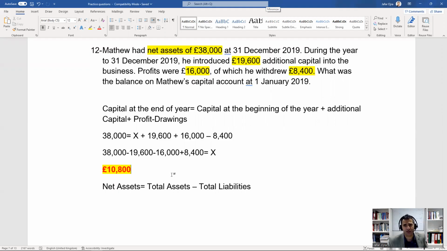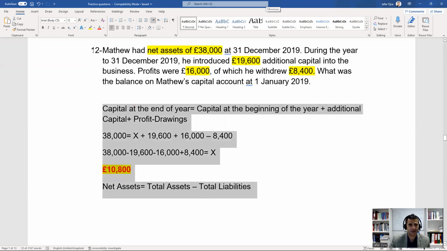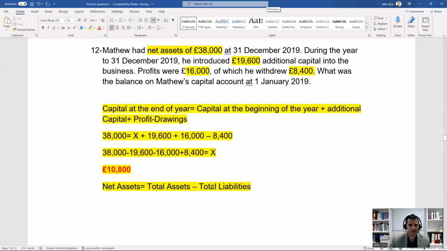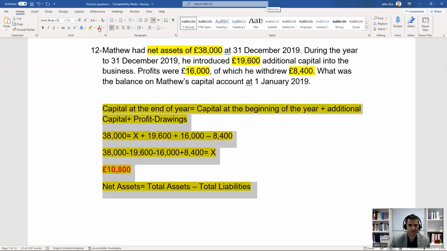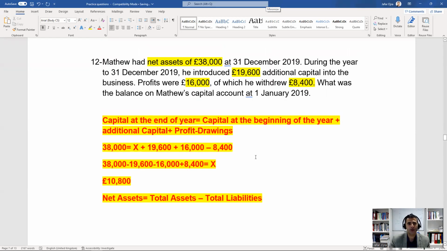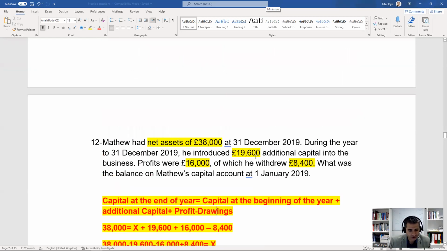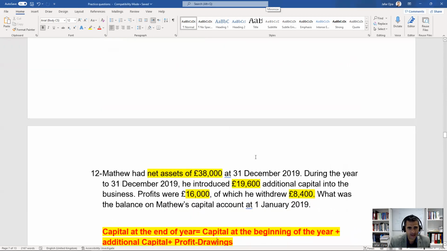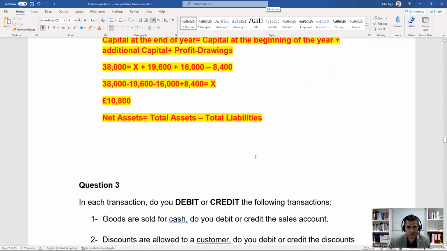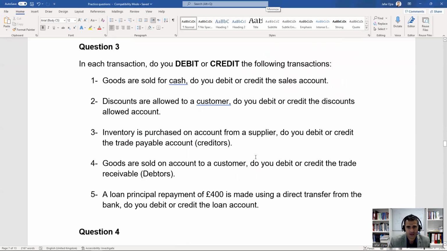Is it a bit tricky question, really, to be honest with you? It does require a little bit of a trick in math, but this is how it works. It's not that hard if you know what you're doing. But the answer is 10,800 pounds. Okay, so let me write it down. So here we go. That's question number 12, and that's all to do with question number 2, part 2.